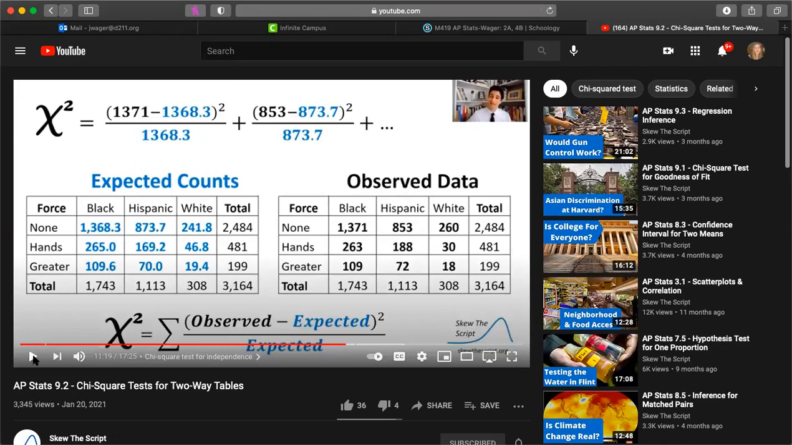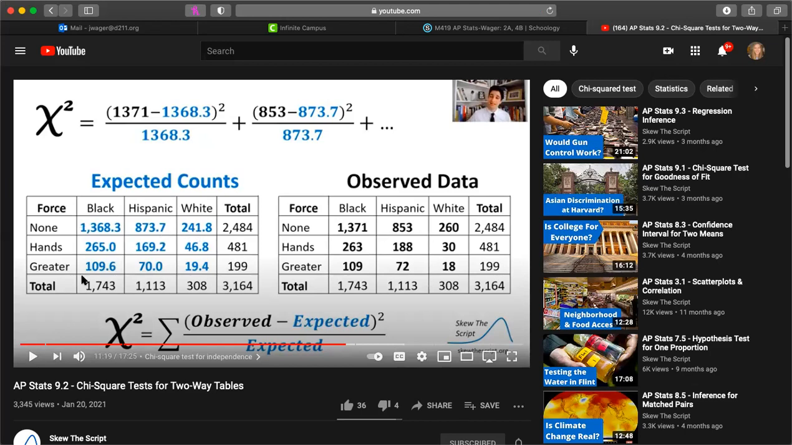As far as work on the AP test that they would expect you to do, because we are going to do all of this in your calculator, to be honest with you, you're not going to be doing any of this computation by hand. You're not even going to have to do the expected count computation by hand. We have our calculator and I will show you how to do all that. But here's what I want you guys to know.